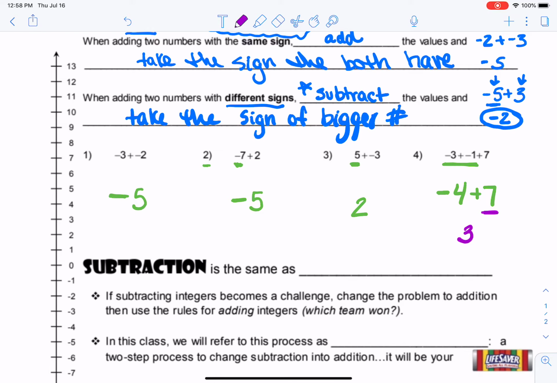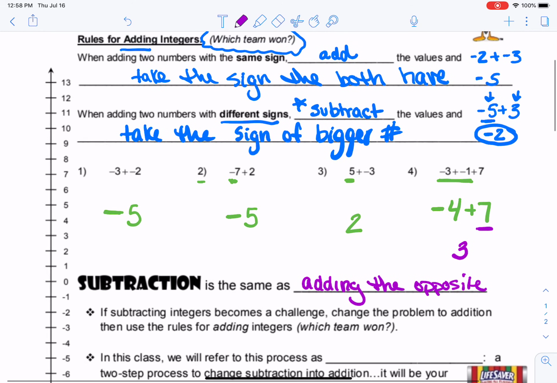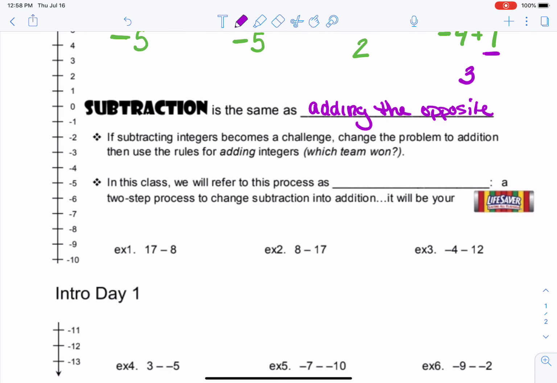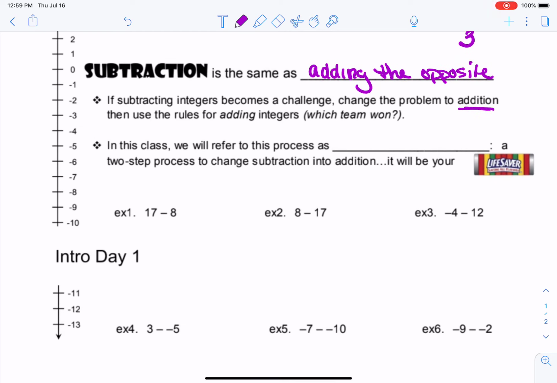Now, a couple different rules when I have subtraction. Subtraction you need to think of as the same thing as adding the opposite. I just learned 2 rules up above. I want to keep using those rules, so I have to change all of my subtraction into addition, and I'll show you how to do that legally. So if subtracting integers becomes a challenge, you're going to change it to an addition problem, and then we can use those same rules from up above, which team won. We're going to refer to that as presto changeo. It's kind of like a magic trick. It's going to be your lifesaver.